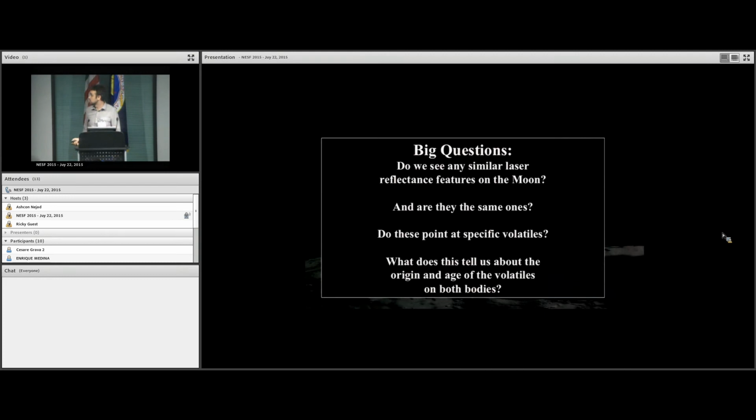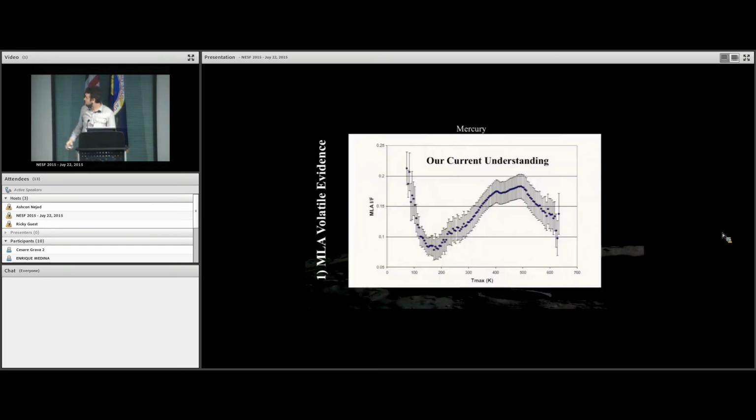Okay, so these are the big questions we're trying to get at here. Do we see any similarity in the laser reflectance between these two bodies? And are we seeing some evidence that the same volatiles might be on each of these bodies? I think that really strengthens the argument: if something is a volatile that's giving this indication on Mercury, and you believe it's water there, then this really strengthens the argument that you're seeing water on the Moon, if you see it in the same place. And then, what does this tell us about the sources?